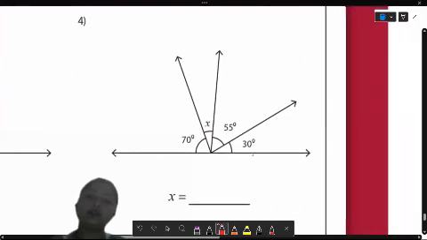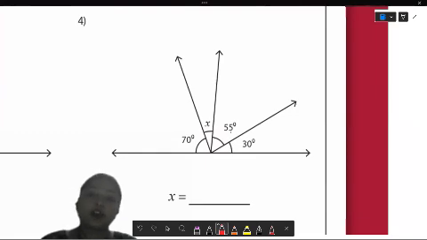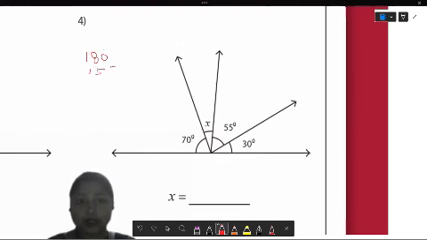Let's solve this one. So this is 30, this is 70, and this is 55. Let's just do the total. So that is how much? 50 plus 30 is going to be 80. Then 80 plus 70 is going to be 150, and plus 5 is 155. So if you just take away 155 from 180, how much is left? Again, it's going to be 25 that is left. 25 degrees.